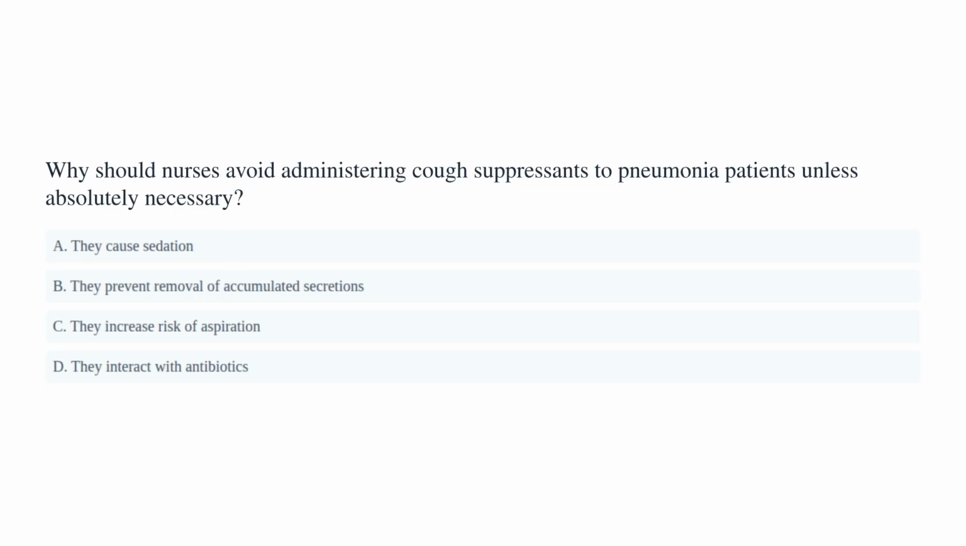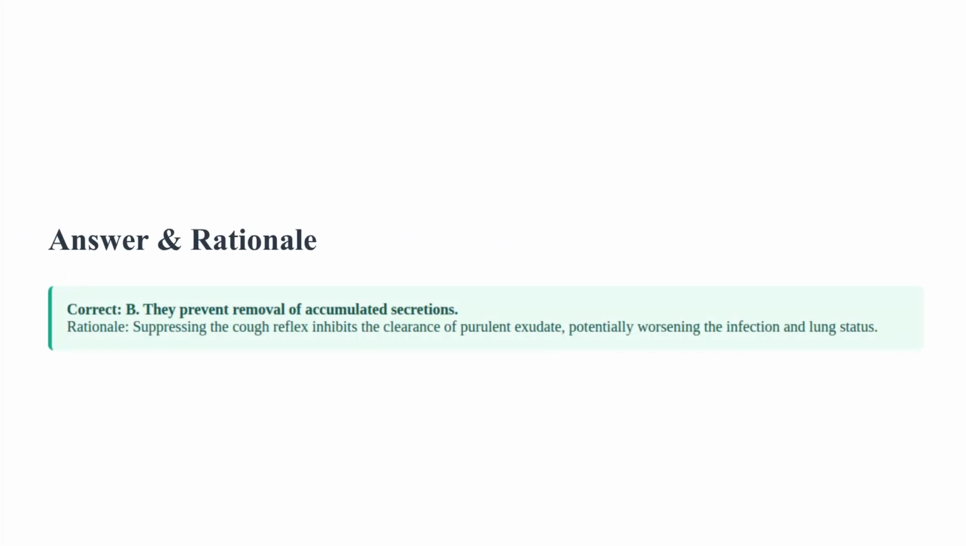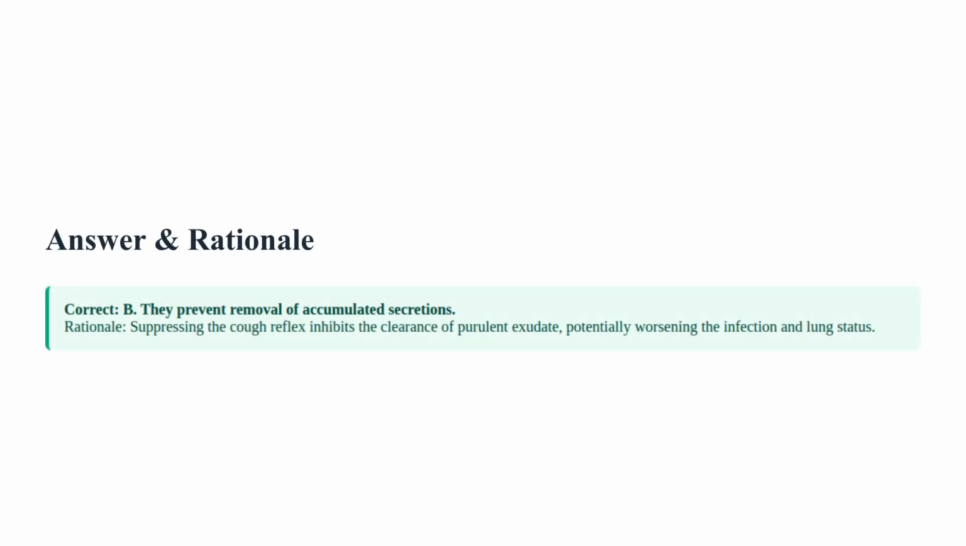Why should nurses avoid administering cough suppressants to pneumonia patients unless absolutely necessary? The correct option is B. They prevent removal of accumulated secretions. Suppressing the cough reflex inhibits the clearance of purulent exudate, potentially worsening the infection.